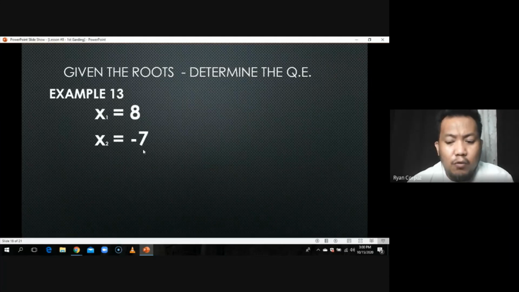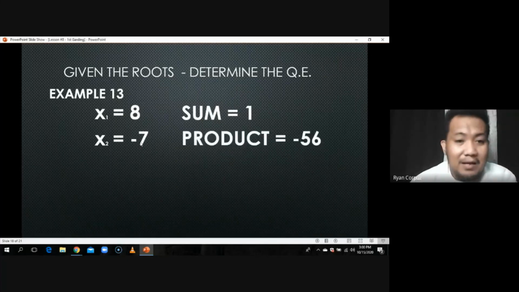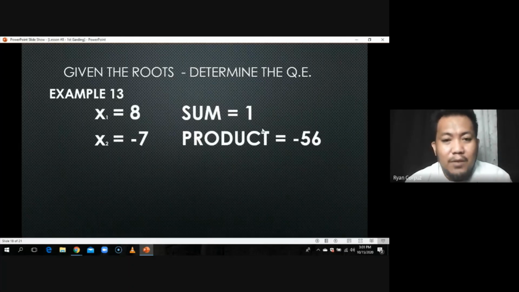When we add the two, we come up with 1, because 8 plus negative 7, the sum is positive 1. When you multiply the 2, 8 times negative 7, you'll come up with negative 56 as the product. Now, this sum and product will be the one to use to determine the quadratic equation. So again, the opposite sign of the sum will be the numerical coefficient of the middle term, while the same sign of the product will be the constant term.